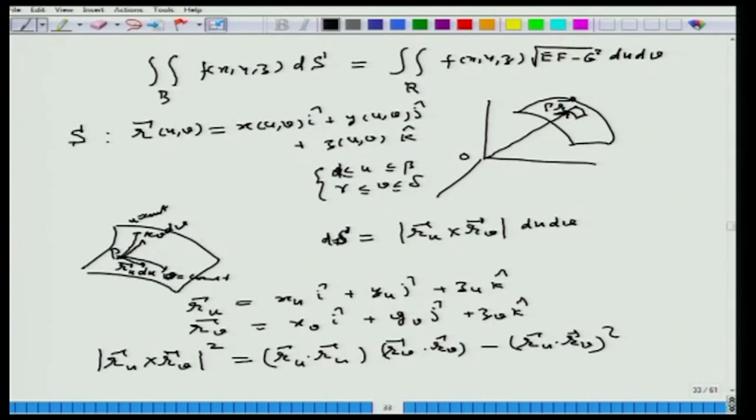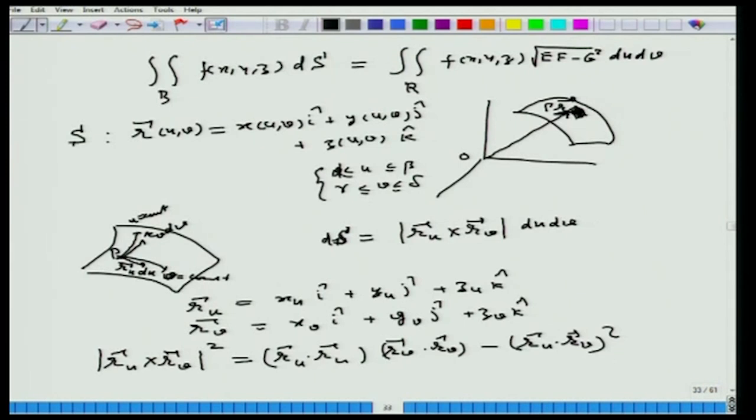Here then this element area dS, we have seen, comes out to be the absolute value of the cross product r_u cross r_v du dv, because r_u du is the tangent on the curve v equal to constant, and r_v dv is the tangent element on the curve u equal to constant. So, this curved surface element, like this darkened one, will be given by dS equal to the absolute value of the cross product r_u cross r_v, and since du dv is positive it comes out.